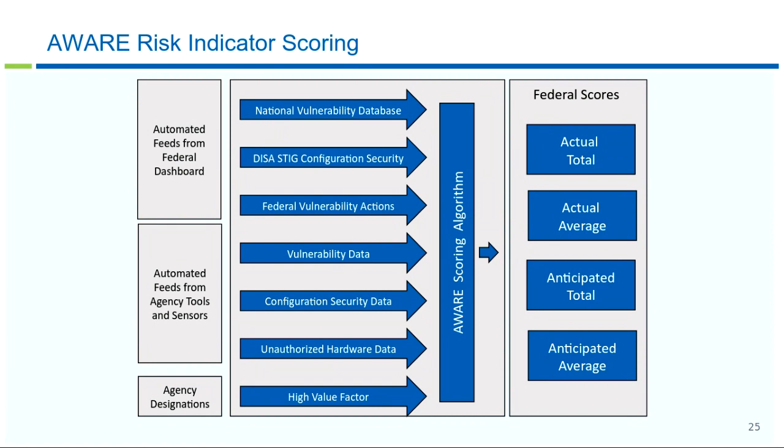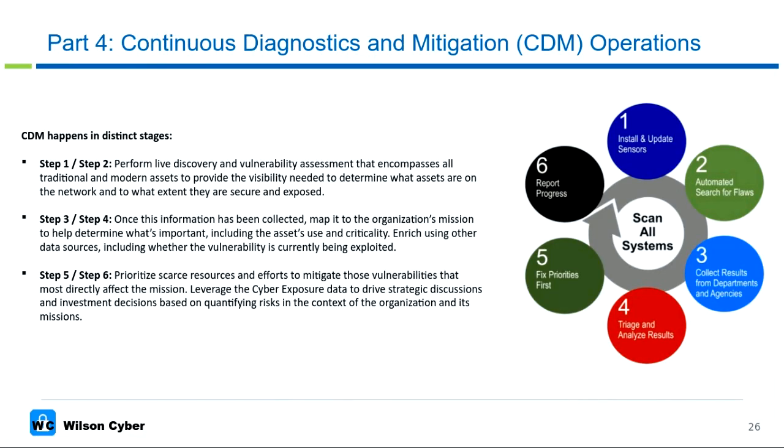From the feeds from the agency tools and sensors up through the integration layer, we have vulnerability data, configuration setting data, unauthorized hardware data, and then we have agency designations such as the high value, the asset value. Those are all collected together into this algorithm, which gives you ultimately federal scores, which are actual total, actual average, anticipated total, and anticipated average. So that's how the architecture works.